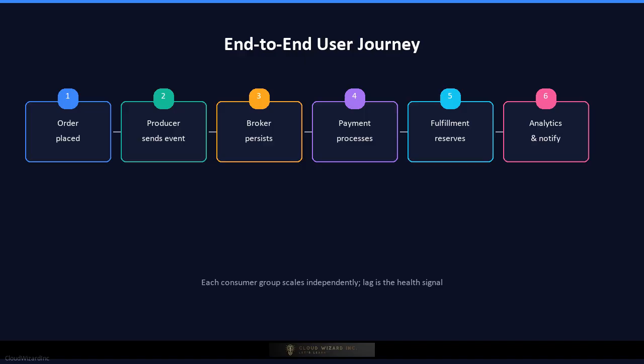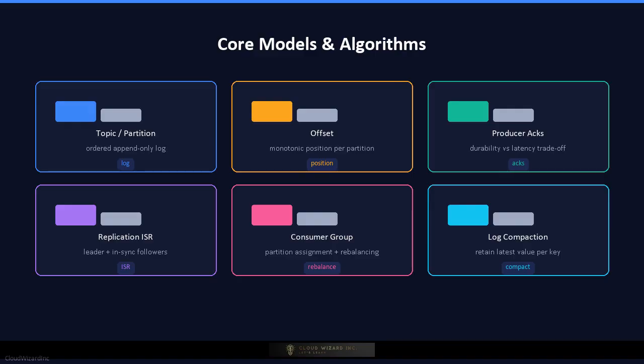If any consumer falls behind, an operations dashboard shows rising lag and triggers an alert. The system absorbs the traffic spike without blocking the checkout flow, and each downstream service processes events at its own pace.